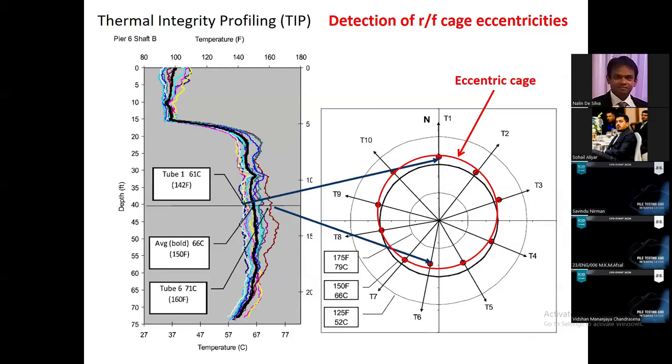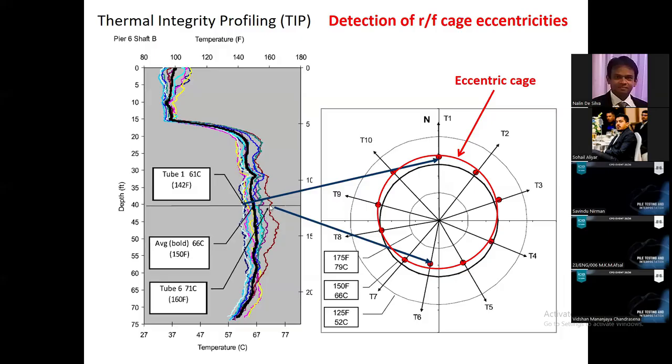So the temperature is recorded with the depth, right? Now if you take a cross section at the 40 feet depth, these are the different wires. How many wires? 1, 2, 3, 4, 5. I mean, a large number of wires are there, right? So these are the wires, the sensors. And you can see this is the cross section taken at 40 feet depth.